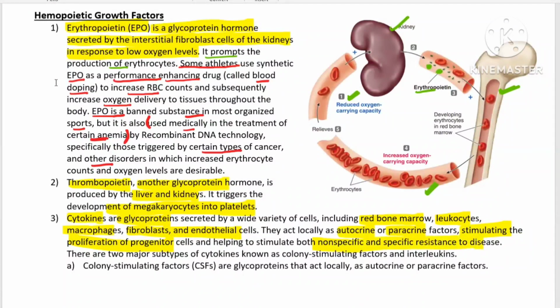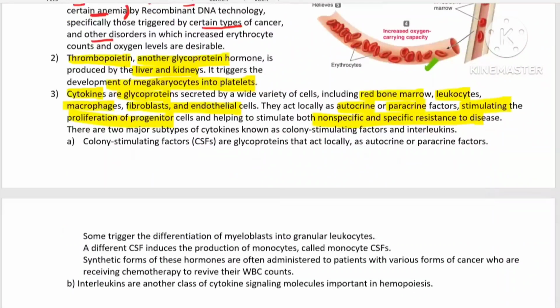Now, there are two main types of cytokines. See carefully. One is CSF, another is interleukin. And they both help in the production of blood cells. Some can trigger the formation of granular cells, some can trigger the formation of monocytes, they can induce the proliferation, so they can be used to treat patients who are suffering from cancer in which the RBC count is going down. The synthetic form is given.